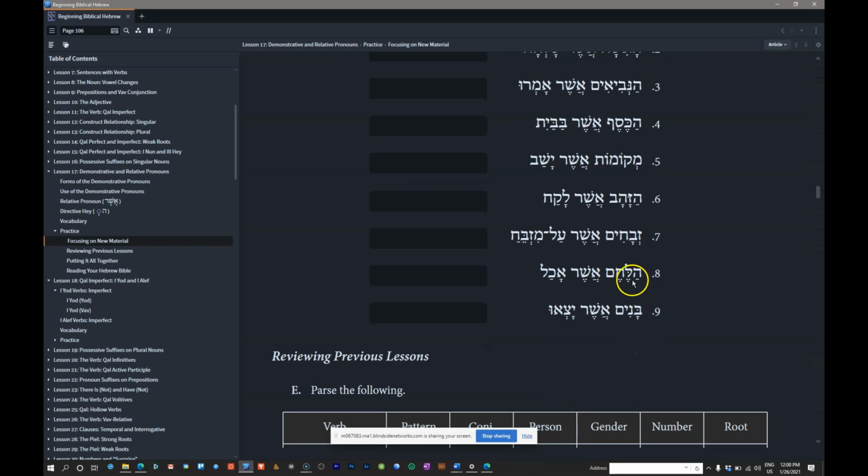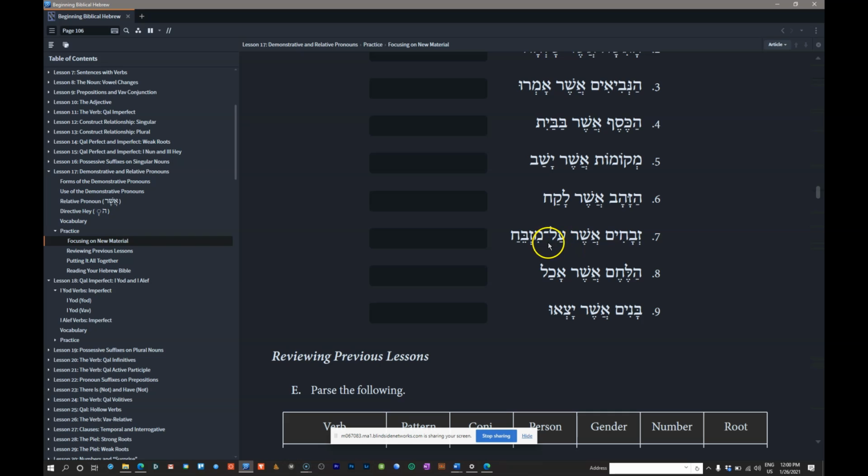Number 6, we've got hazahav asher lakach. So here we've got the gold which he took, or he captured, or he seized. All right, so the gold which he captured, or the gold that he captured.